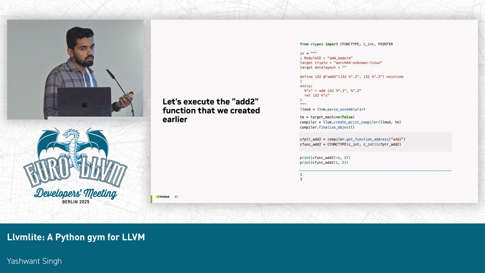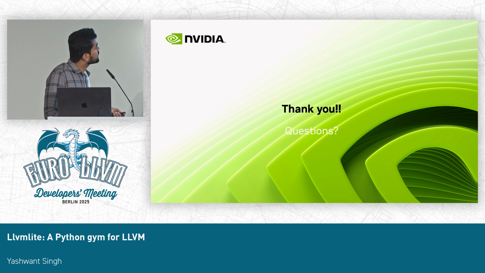Once you have it, you can execute that function using function pointers. We'll query the address of this add2 function. Once we have it, I execute it with two sets of input, -1 and 2, and 1 and 2. You'll get the sums 1 and 3 respectively.